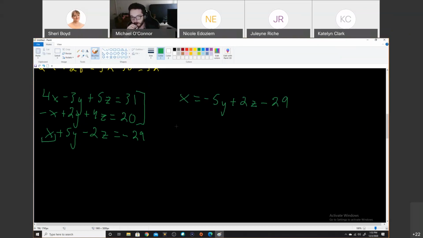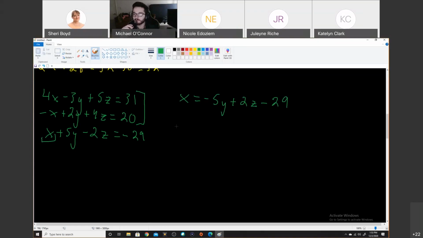That's a good point. You really do want to be flexible. Sometimes elimination is a great way to go. Sometimes substitution is a great way to go. And so sometimes we pick our favorite and we stick with that thing all the time. But being flexible will save you steps. So that is excellent. All right, carry on.